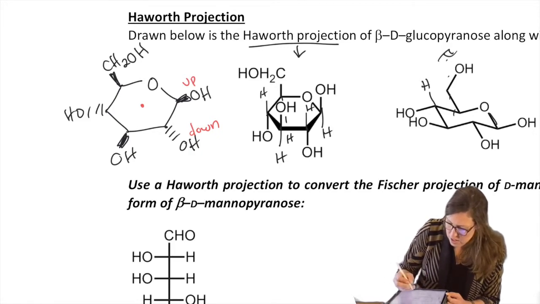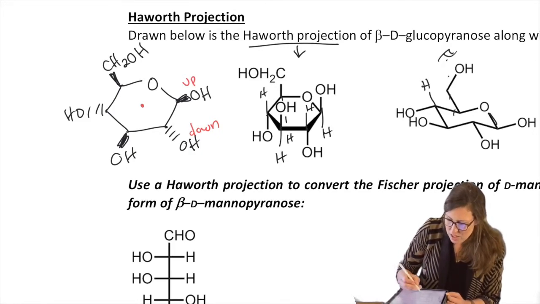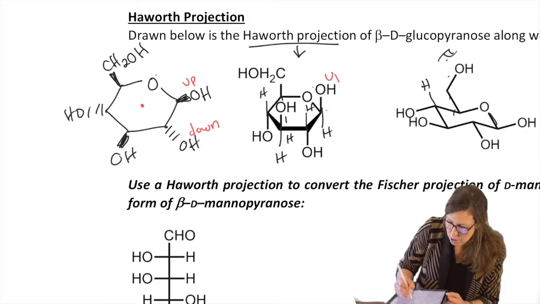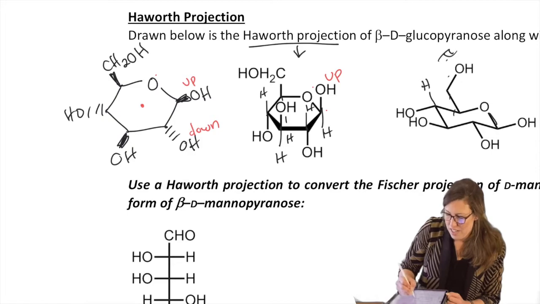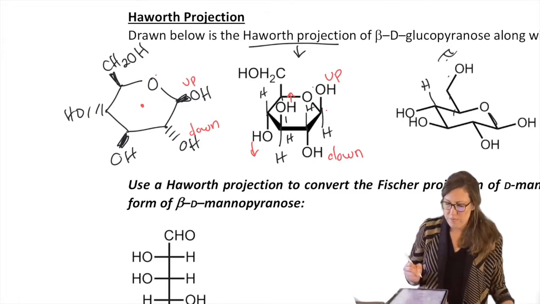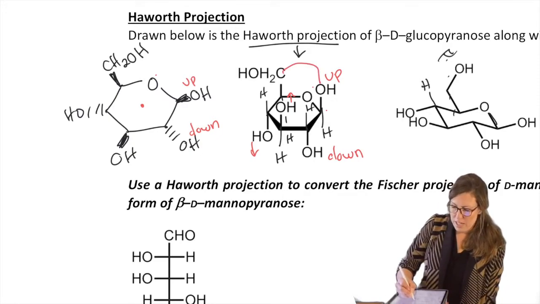So once again, to know you did that right, look at our reference oxygen. The one just to the right of it has an up OH. And then the next one is down, and so on. Up, down, and then we have our CH2OH. And then we see that they are beta.